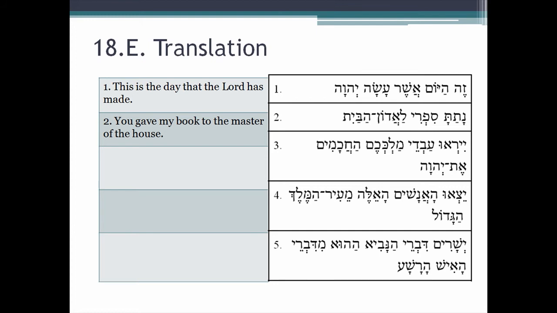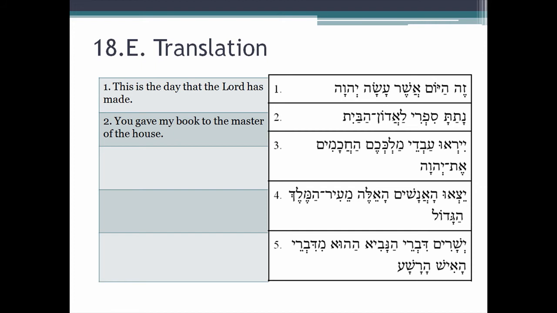And then we have a lamed, and then a noun and then another noun with a definite article. So we have noun, noun. When we have noun, noun, we should be thinking construct relationship. So we do have, you gave my book to the master of the house. Now the reason it's the master is because the second element in the construct relationship is definite, habayit. So you gave my book to the master of the house.